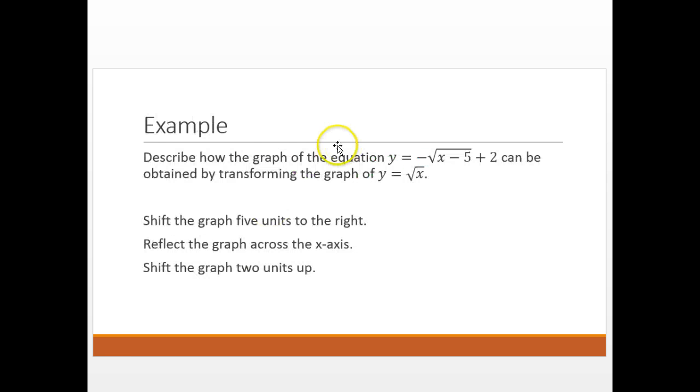Let's look at an example of this. Describe how the graph of the equation y equals negative radical x minus 5 plus 2 can be obtained by transforming the graph of y equals the square root of x. We go inside here first. We're going to shift the graph to the right 5 units. We're going to reflect across the x-axis because of the negative out front. And we're going to shift the graph up 2 units based on this formula.